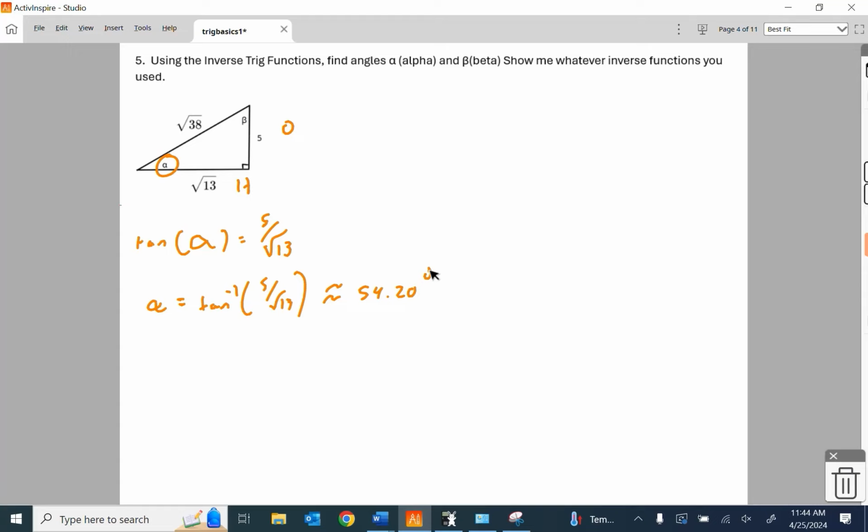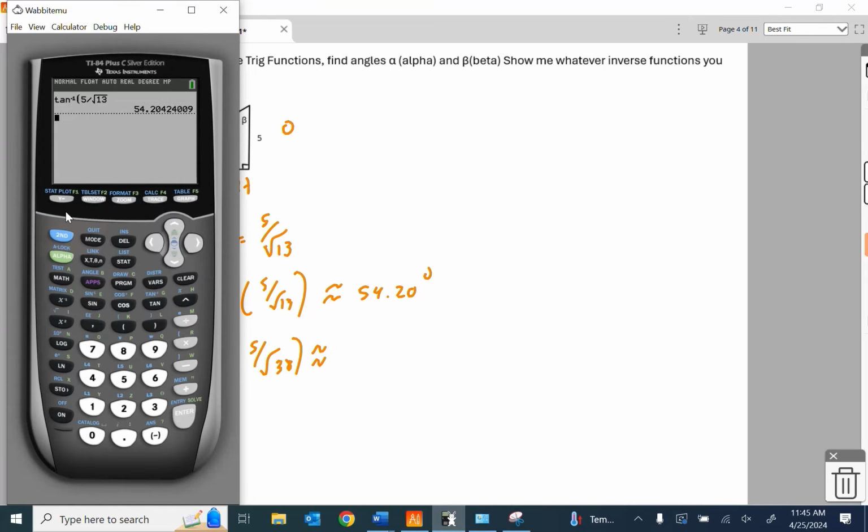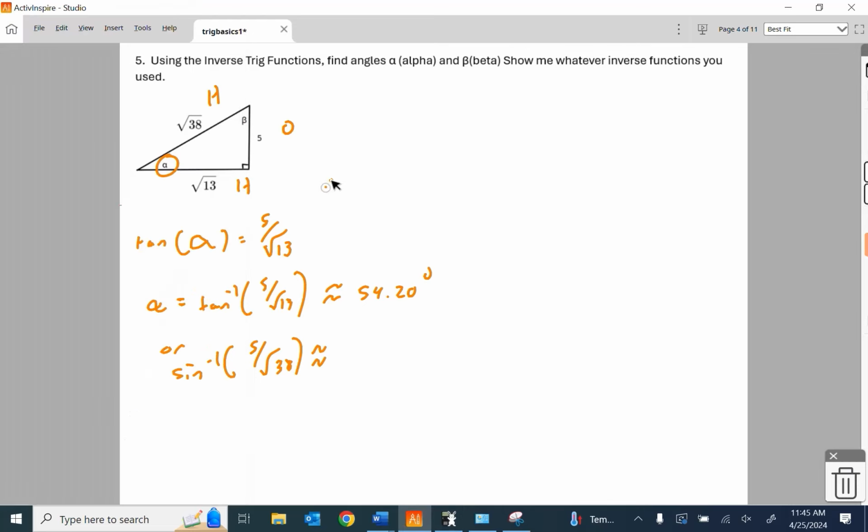Now, if I don't like the tangent ratio, I could have done any other ratio. I could have maybe played with sine. I could have done the arc sine of 5 over root 38. But I get the same thing. Second sine, 5 divided by root 38. Oh, it's the same thing. So anyways, I have alpha. I'm going to do beta using trig.